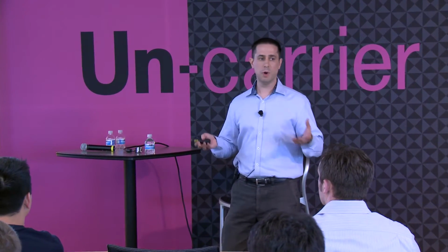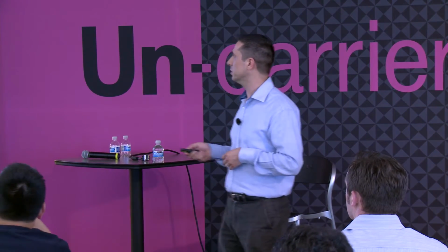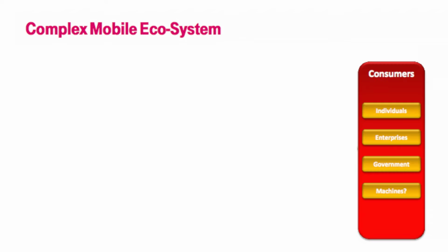Okay, so the mobile ecosystem is very complex. I want to give you guys a little bit of perspective on what the mobile ecosystem looks like. It starts with the consumers. We've got many different types of consumers. I added machines on the bottom. That typically aligns to enterprises, but it shows that there's a different purpose behind it.